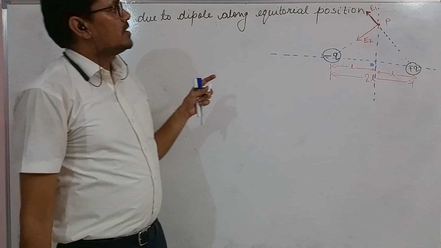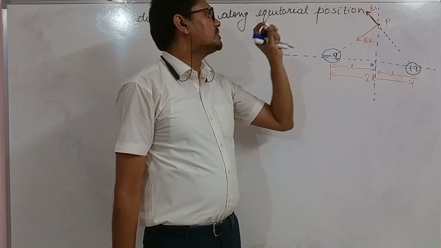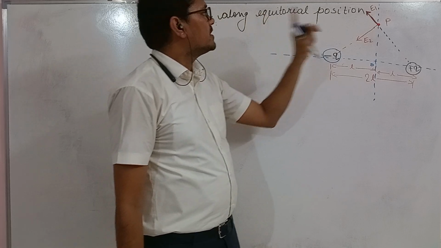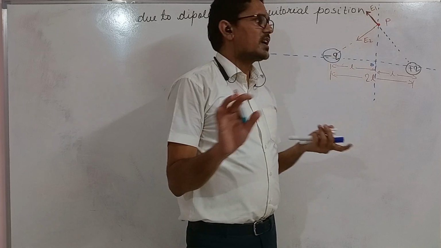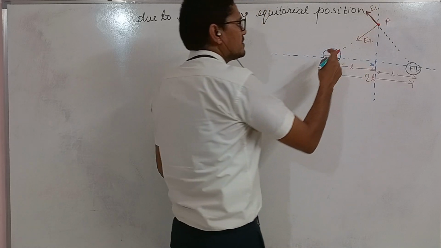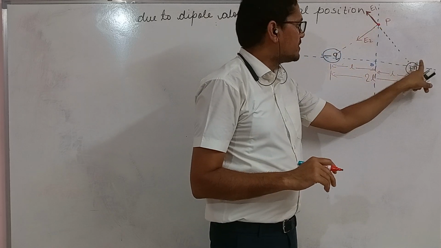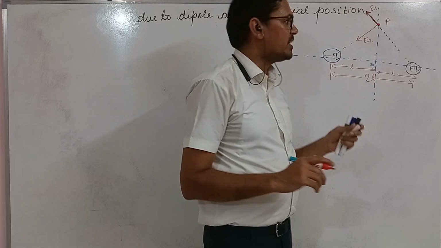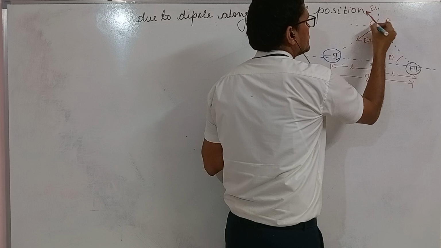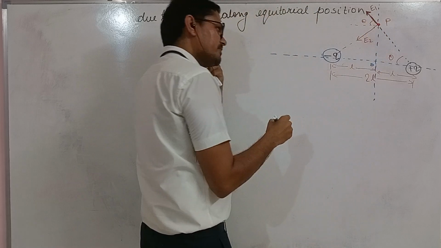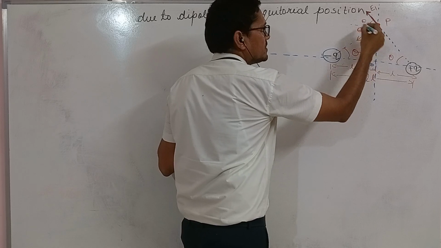Fine. Now it is very obvious that we are going to get the net resultant along the horizontal axis, negative x-axis, and the y component of the electric field is going to be cancelled out. Why will it be cancelled out? Because the distance between the point P and the negative charge q would be equal to the distance between the positive charge and this point P. Fine. Let us assume that this angle is theta. So this angle would also be theta.